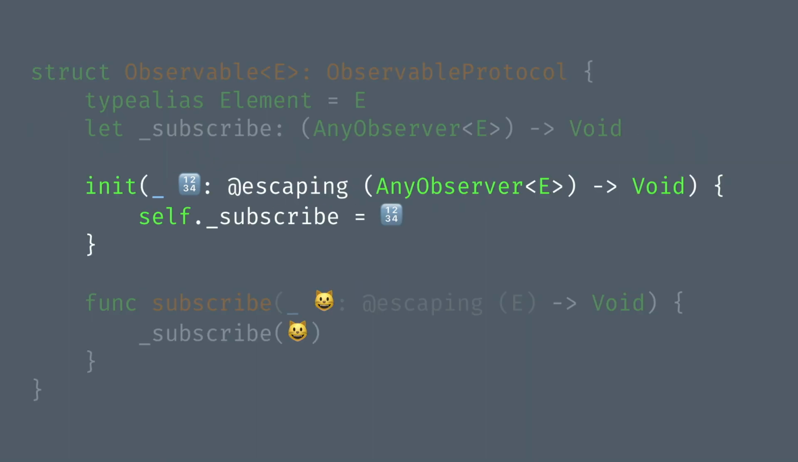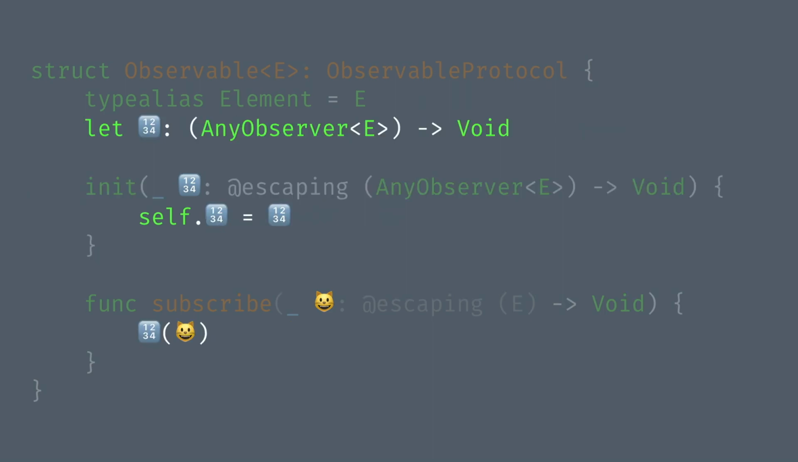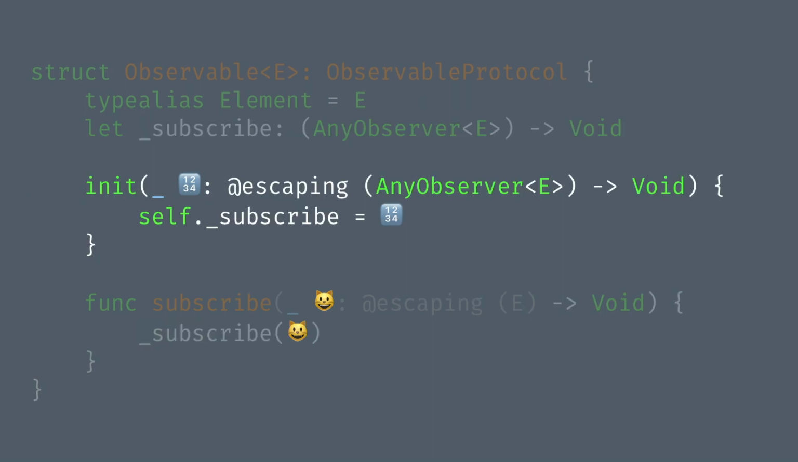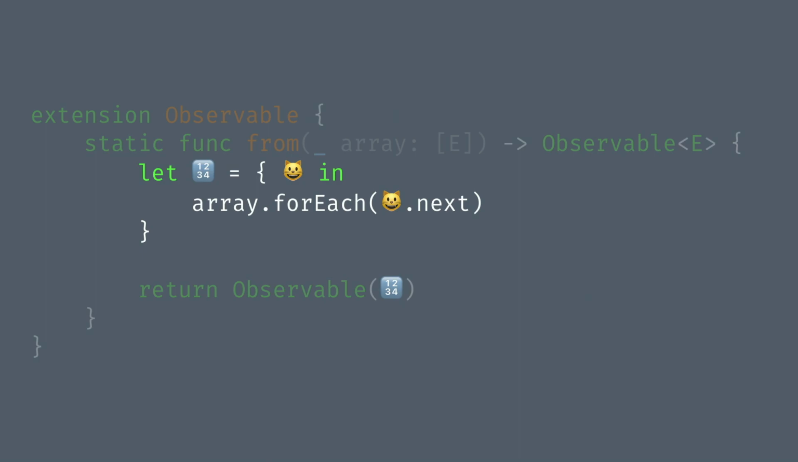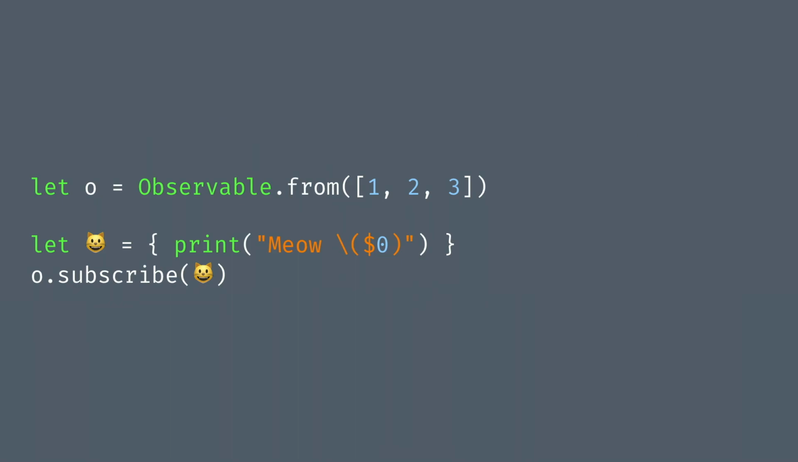So that's passed to the initializer of observable. It's stored in underscore subscribe. And that is actually what will receive the cat observer. So it will arrive here. And for each element in the array, cat.next will get called. And that's how, in the end, 1, 2, and 3 will be printed.